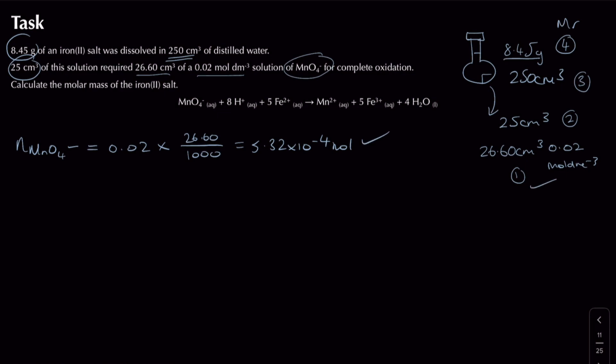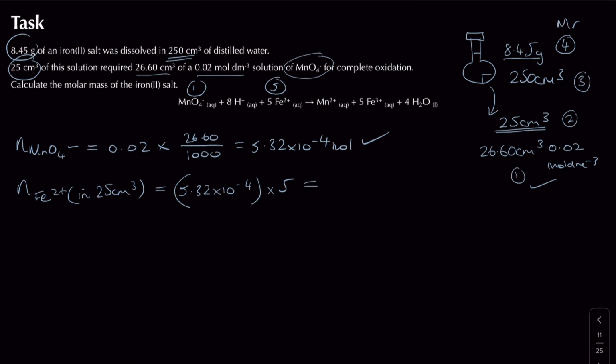The next thing is I need to find the moles of iron 2 plus in 25 centimeters cubed. How am I going to do that? Well, my ratio here is 1 to 5. So the number of moles of iron 2 plus, and I'm going to be very specific here and say in 25 centimeters cubed, because the examiner might get confused and they won't give you all of the marks if they are confused about what you've worked out the moles for. So the number of moles of iron 2 plus in 25 centimeters cubed is going to be equal to our value of 5.32 times 10 to the power of minus 4, times by 5.